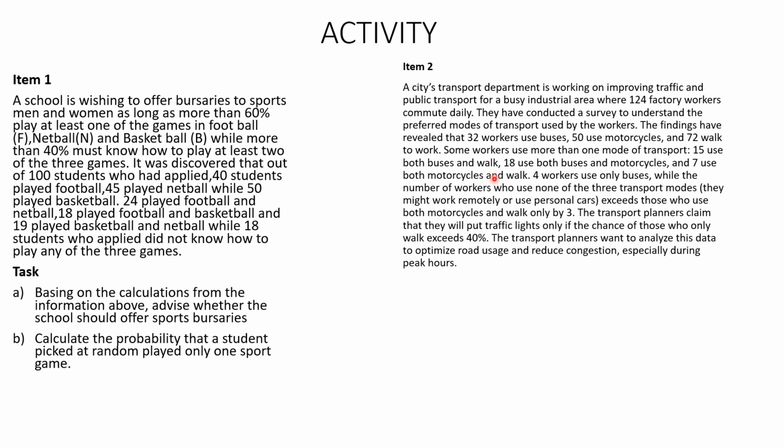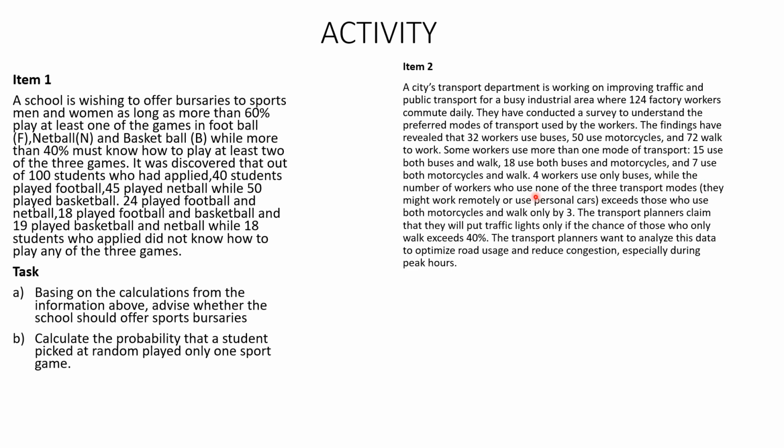and walk. So you can see that here there is no "only". So you must subtract those who used all the three modes. Then 18 use both buses and motorcycles, the same. Then 7 use both motorcycles and walk. Then 4 use only buses. So this statement simply means that 4 use buses but not motorcycles and do not walk.